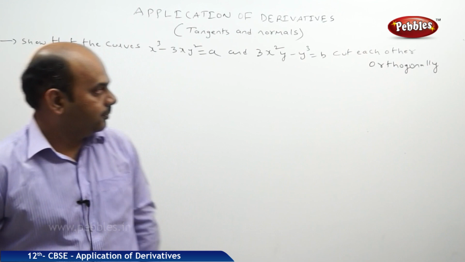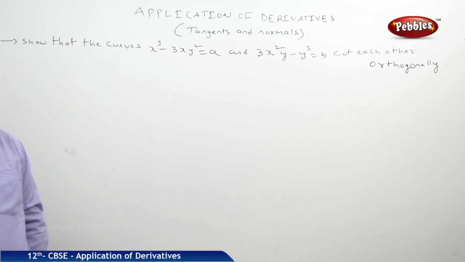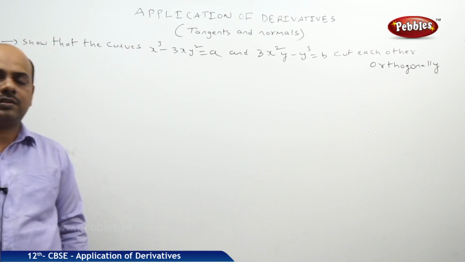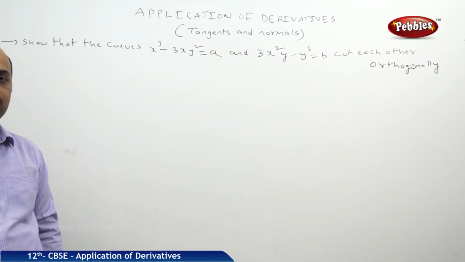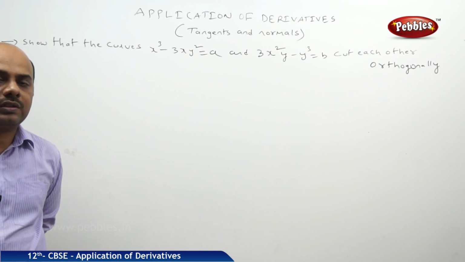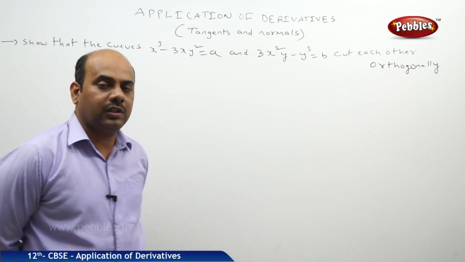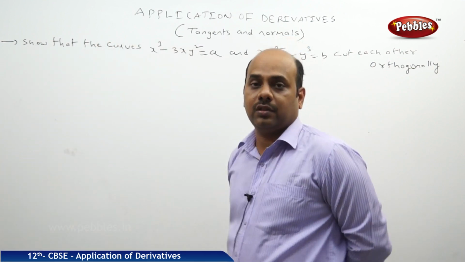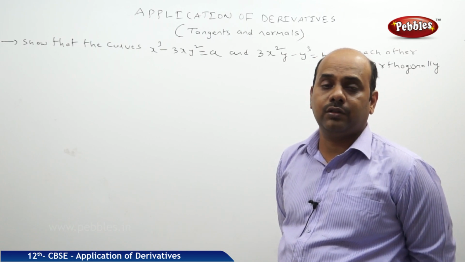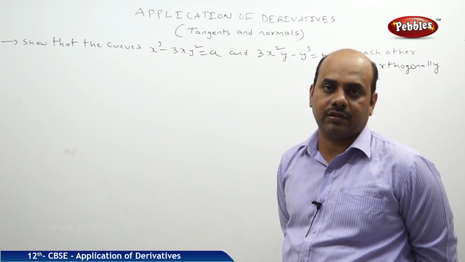Good morning friends. In today's class we shall be continuing with yesterday's topic, tangent and normals. In the previous class, I said when can you tell two curves cut each other orthogonally? Two curves cut each other orthogonally when the angle between the two curves is 90 degrees. Angle between two curves means the angle between two curves at their point of intersection.